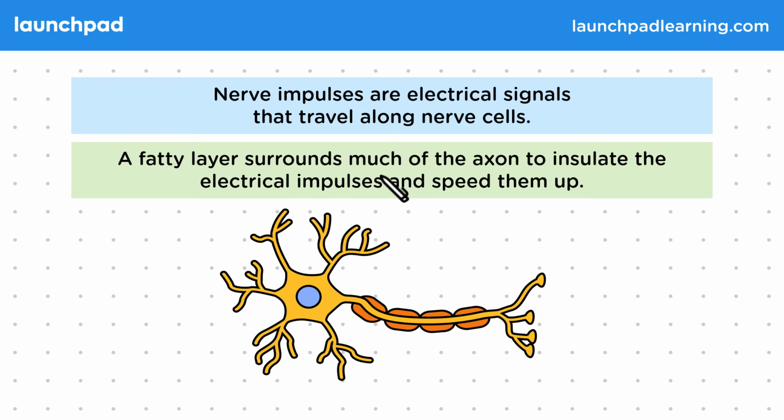A fatty layer surrounds much of the axon to insulate the electrical impulses and speed them up. This fatty layer is represented by the orange part of the diagram here. You can imagine this is a bit like the plastic coating that surrounds an electrical wire. So that's a nerve cell. Now let's have a look at how muscle cells are specialised.